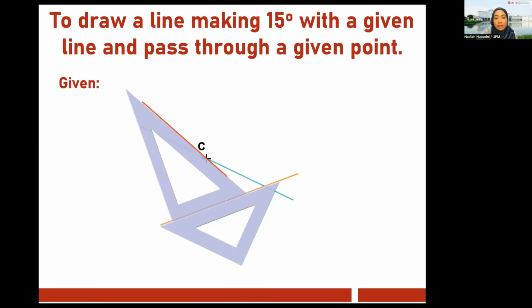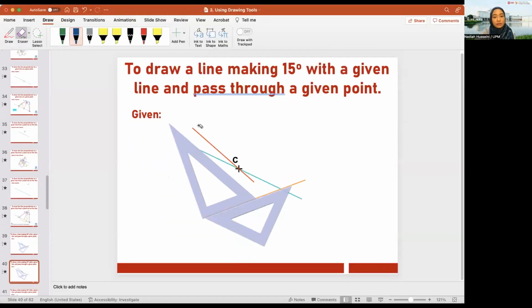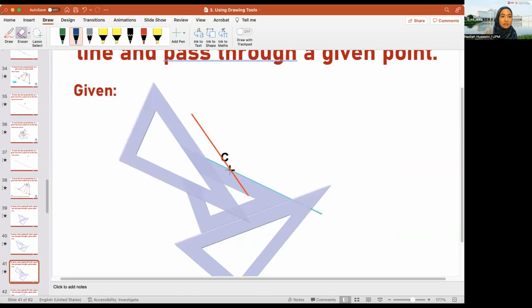So dia cakap yang ni 15. Macam mana tu? How is it a 15? How does it make a 15? Macam mana nak cerita tu? Okay, so kita ada 45 yang tadi yang kat sini. Okay, 45. And then they slide.